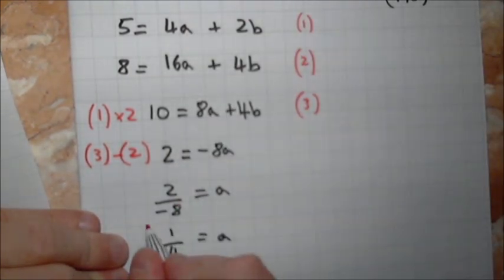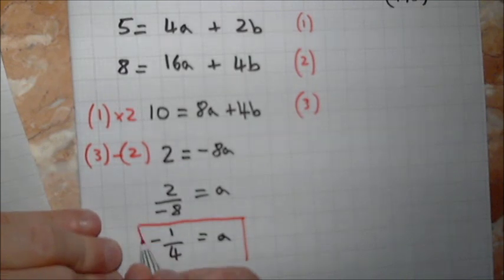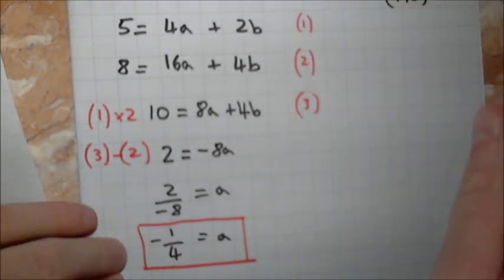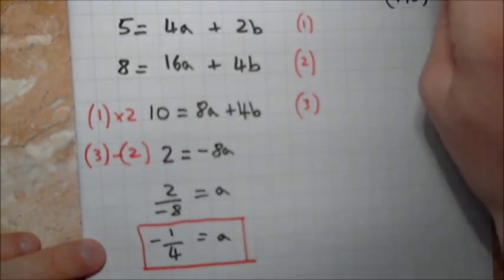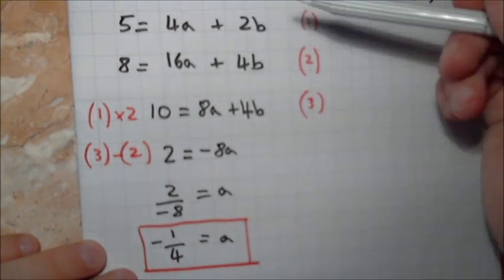Now that's a big step, very big step. In terms of an exam, you've got lots of marks for that value now. We have now found out what a is. So we can use this value now to find out what b is. And I am going to use this value in the easiest equation.